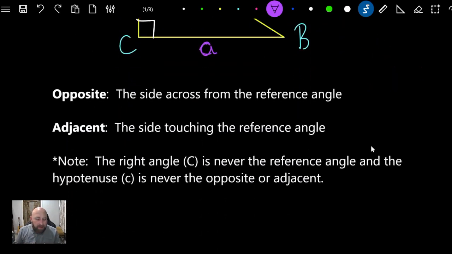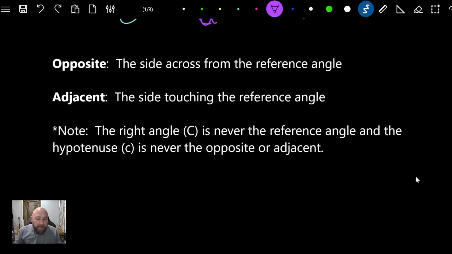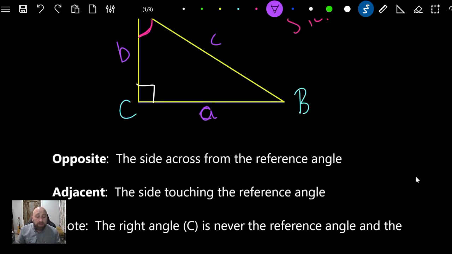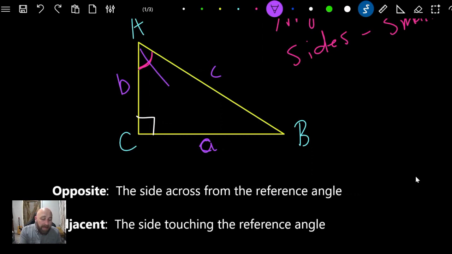All right, let's continue down here. Let's look at a couple more words. The word opposite, very important in trigonometry. Opposite means the side across from the reference angle. So if our reference angle is A, the opposite is going to be small letter a. Okay. If our reference angle, so let me go ahead and change the reference angle and say, okay, the reference angle is B.